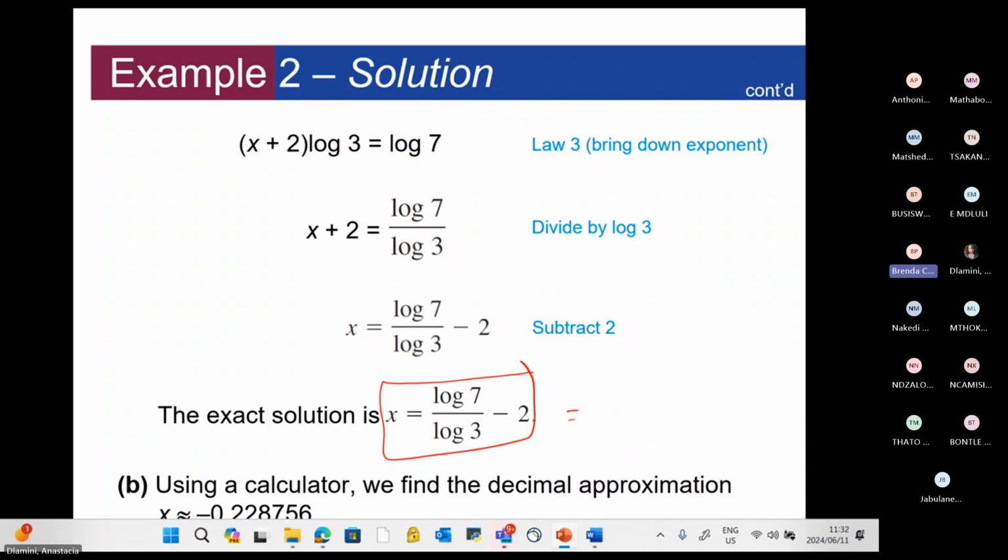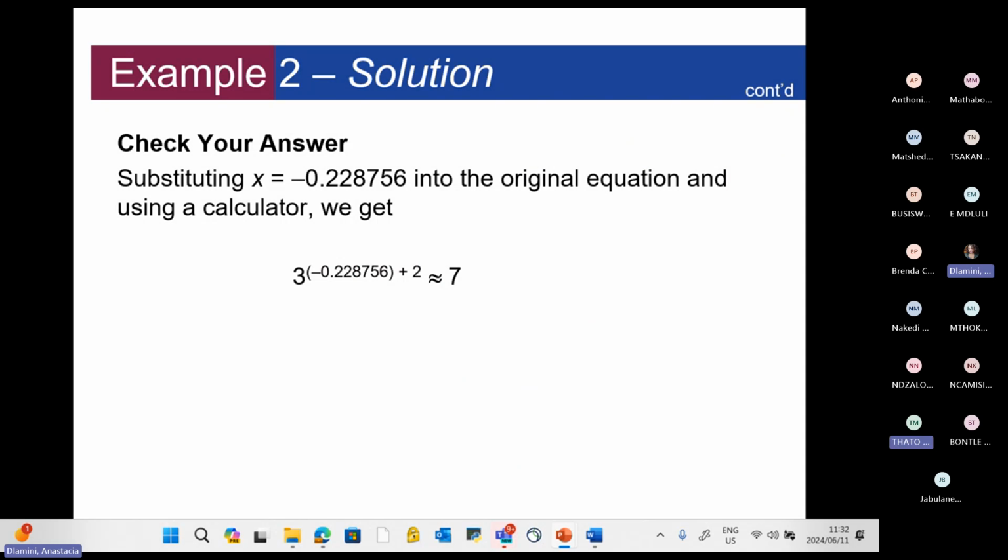Yes, ma'am. Okay. So now they want you to check the answer. You take the value of x, substitute it into the original equation, which is 3 to the power of x plus 2 is equal to 7, and you see that it's approximately 7.